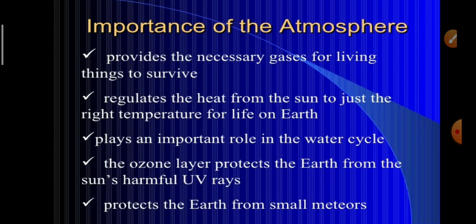The communication is possible due to the presence of atmosphere. The atmosphere protects us against the falling debris from the space. The ozone layer protects the earth from the sun's harmful UV rays, and atmosphere also protects the earth from small meteors, and it provides us rain and other weather phenomena. So this is the importance of atmosphere. This is all about this chapter.